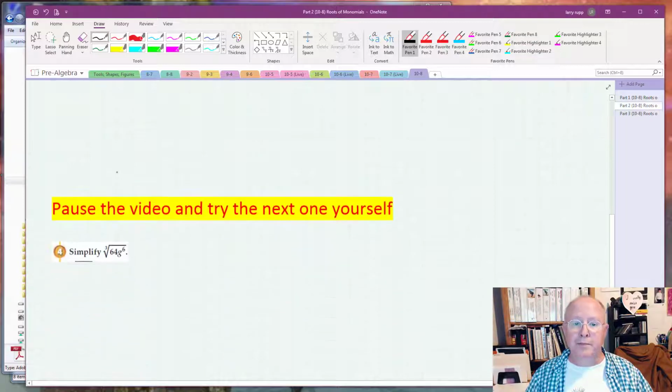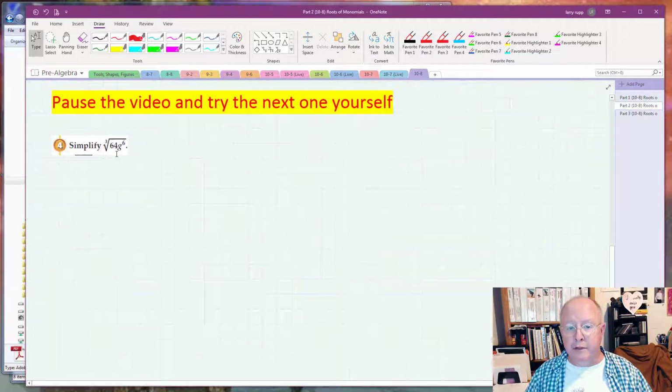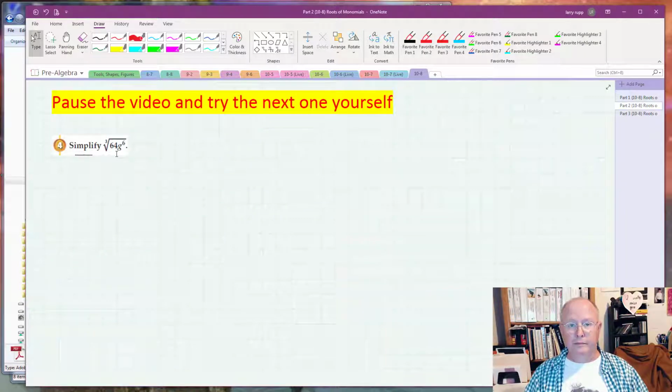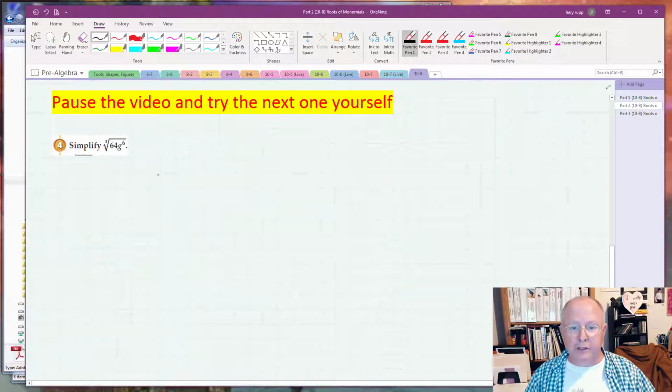So if you want, you can pause the video and give example 4 a try on your own and see if you can make it work out. Okay, we're back. If you gave this a try, great. If not, then we'll work it out together here. So the cube root of 64 g to the 6th. Then what this can turn into is the cube root of 64 times the cube root of g to the 6th.